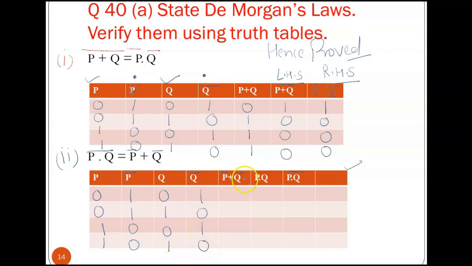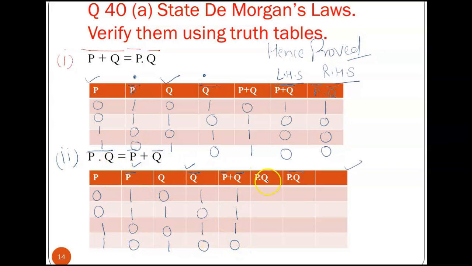Then you have P bar plus Q bar. So this is P bar, this is Q bar, plus. If any one is true, it will give you a true result. So here we have 1 plus 1 is 1, 1 plus 0 is 1, 0 plus 1 is 1, and 0 plus 0 is 0.